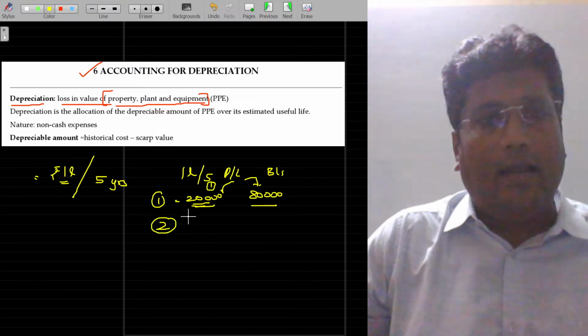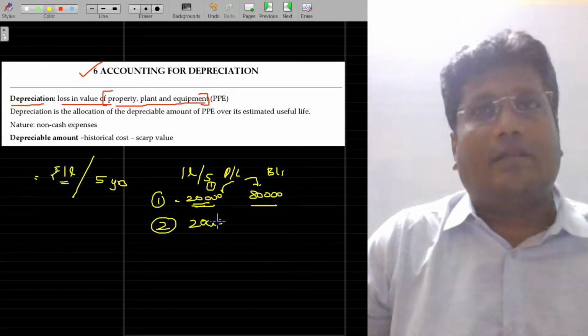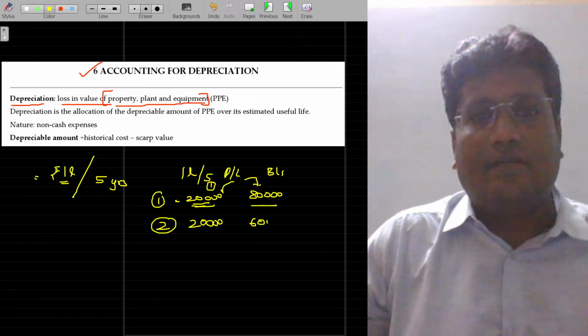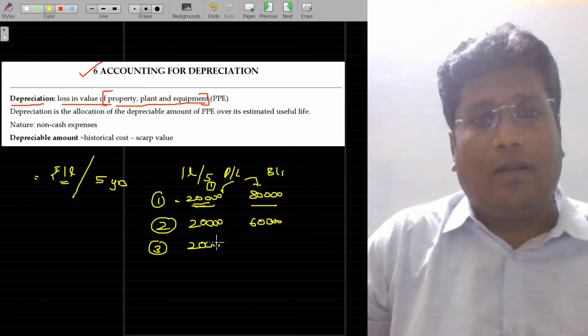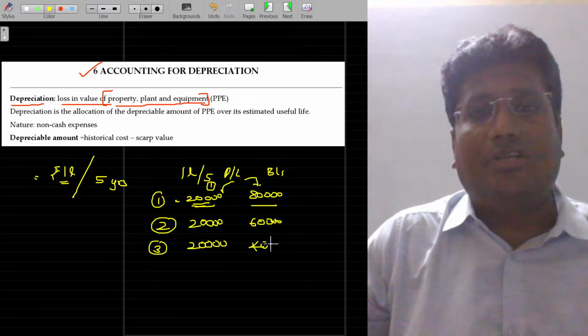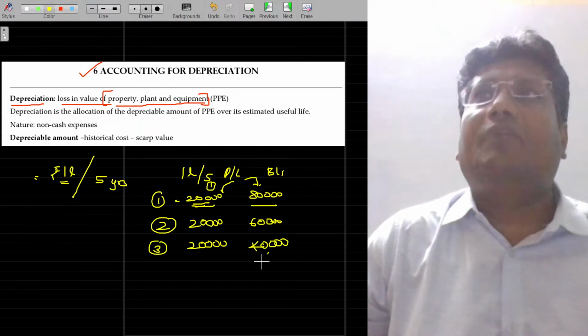In the second year, another 20,000 rupees is considered as an expense. The balance will be your asset. In the third year, another 20,000 rupees is debited to the P&L account, and thereafter the balance sheet has the value of the asset being only 40.